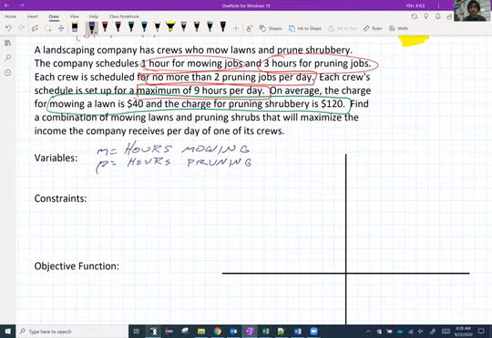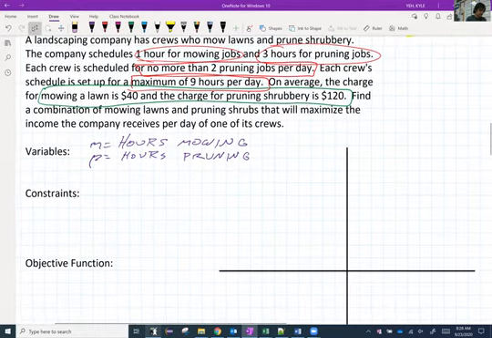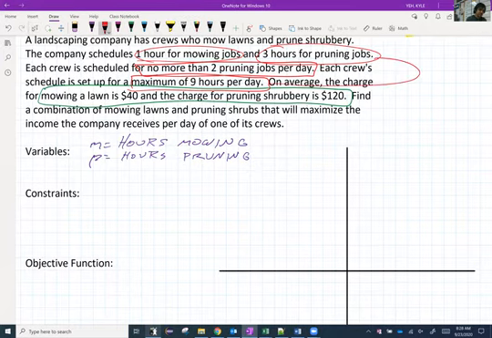This problem's way harder because we have to actually write out our variables and our constraints. Now, as I was reading through, you saw me annotating all of those constraints, trying to figure out what I need to write down. So, okay, the company schedules 1 hour for mowing jobs and 3 hours for pruning jobs. So that has to do with hours. This one also has to do with hours, a maximum of 9 hours per day.